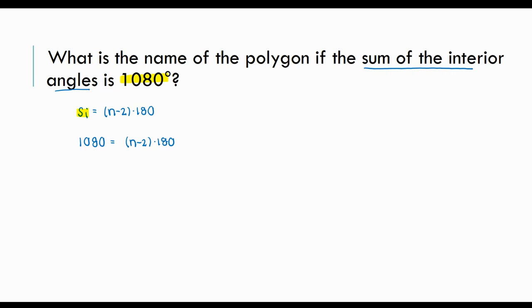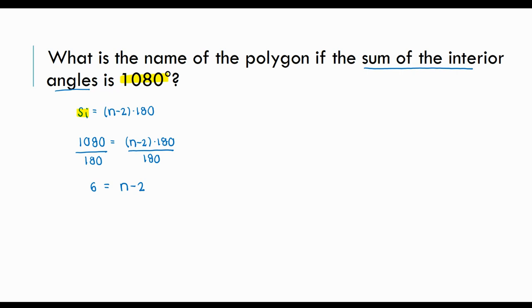There's a couple different ways we can go about doing that. We could technically distribute the 180 to everything in parentheses, but maybe a faster way would be, because 180 is being multiplied, how do you undo multiplication? We divide. I'm going to divide both sides by 180. So 1080 divided by 180 is going to give us 6. That's going to equal n minus 2. And now I no longer need the parentheses because there's nothing being multiplied by that.